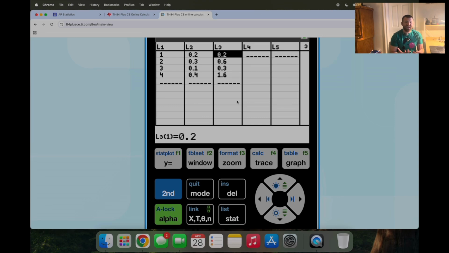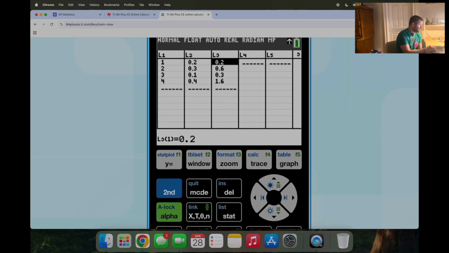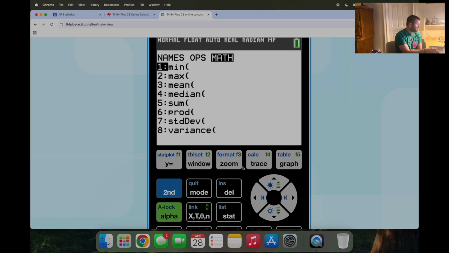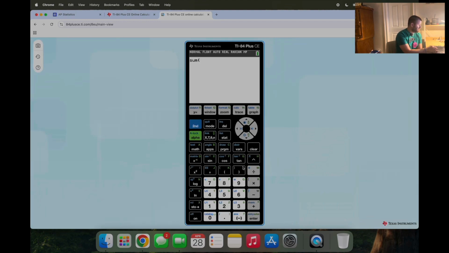In order to get the expected value, it is a very simple thing. I'm going to quit back to the home screen. If I press second stat, it brings me to the list menu. And if I go over to math, I can now sum list 3. Boom. There is my expected value.